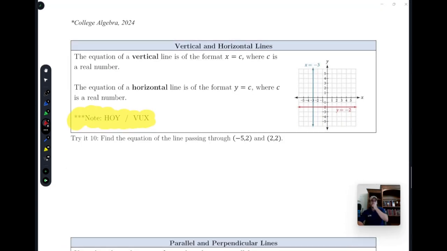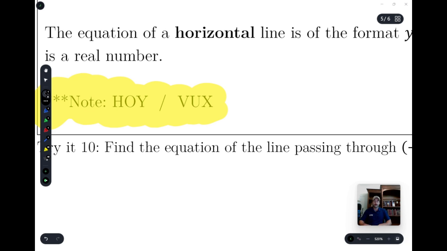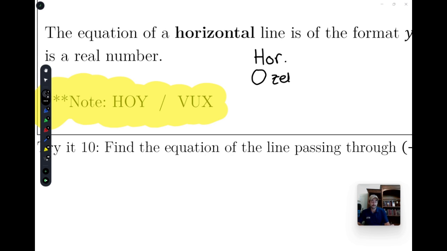So I have this highlighted here. This acronym, HOY-VUX, doesn't mean anything. I don't know that it's particularly words, but it's the way that I've always remembered it. Your HOY stands for your horizontal, your zero slope, or your y equals form.